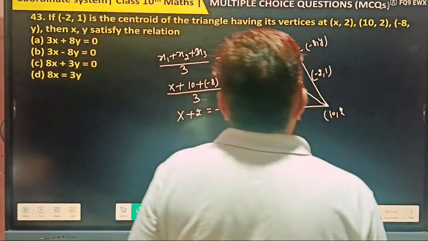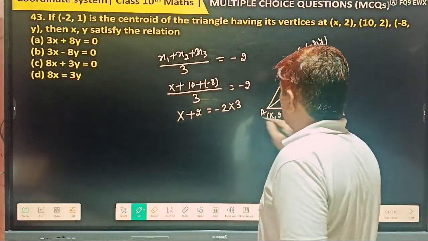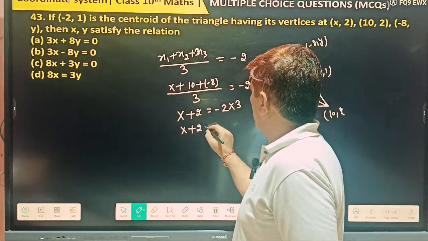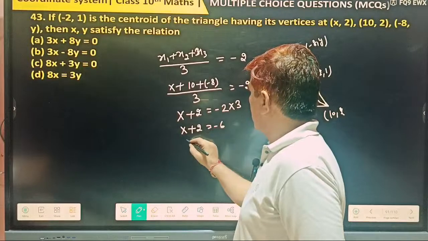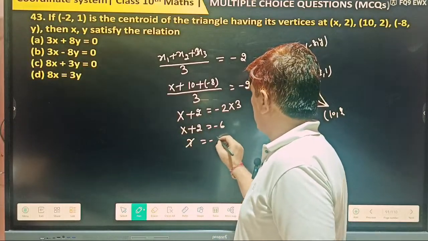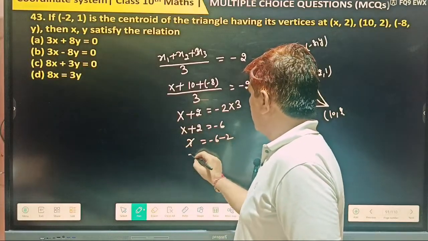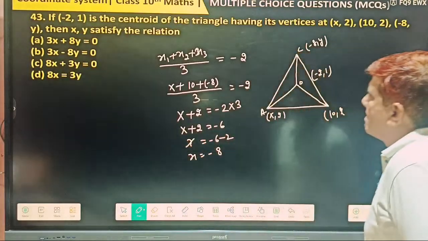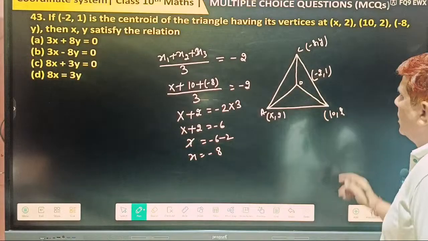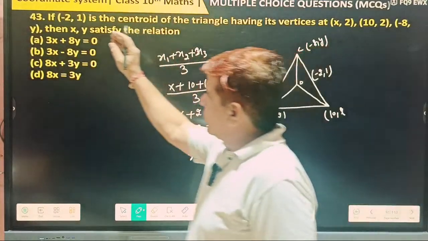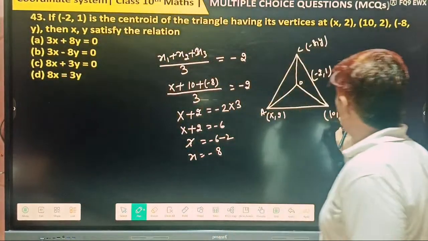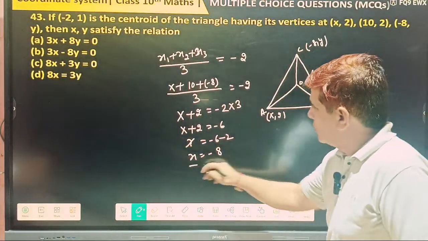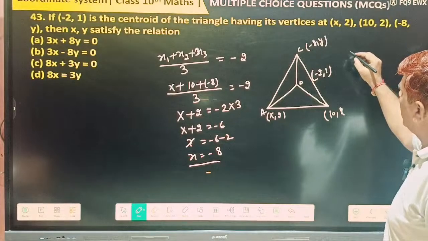So this is written: x plus 2 is equal to minus 6, so x is equal to minus 6 minus 2, so x is equal to minus 8. Understood? If you answer from the diagram, then in place of 10, what's coming? 5 is coming. So x is equal to minus 8. Now y you can find out.